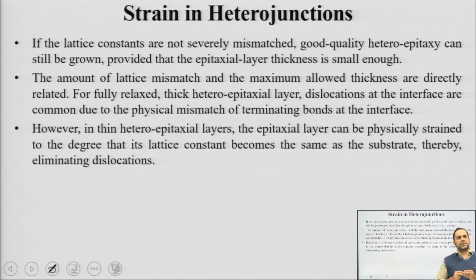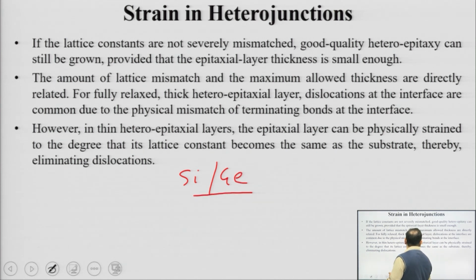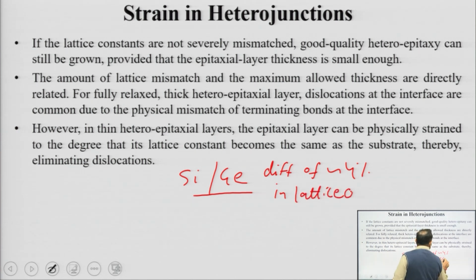In thin heteroepitaxial layers, the epitaxial layer can be physically strained to the degree that the lattice constant matches exactly to the substrate. Okay. So, say for example, if you have silicon and germanium, these two have a difference of nearly 4% in lattice constant. Okay. The lattice constants of germanium and silicon are different by 4%.